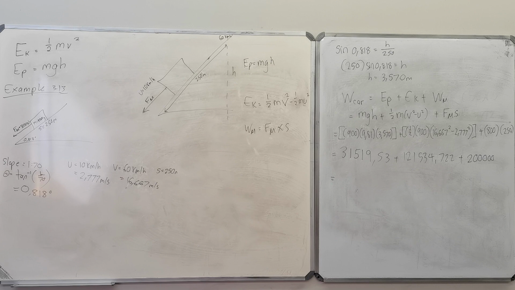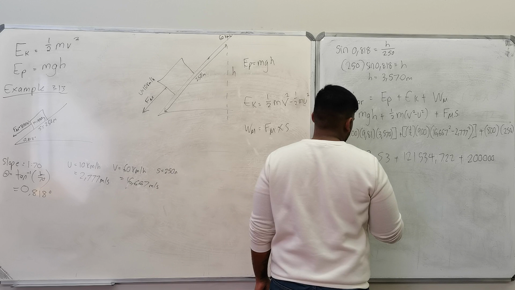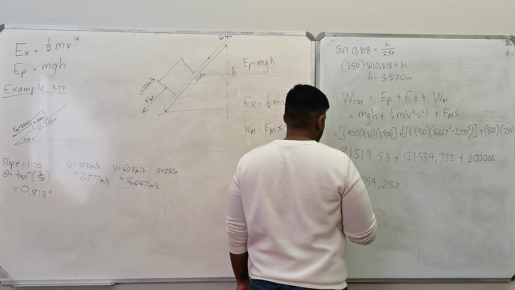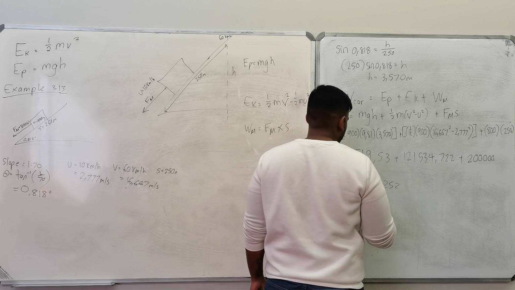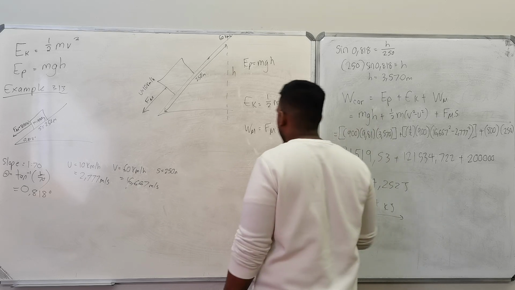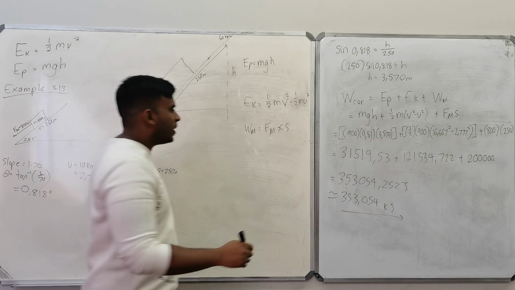722 plus 800 times 250, 200,000. Okay, add this up and then that will give you your work. So just be careful: work is you add everything up. That comes to 353 054, approximately 353.054 kilojoules. Right, so that's the work, and they also wanted the resistance.